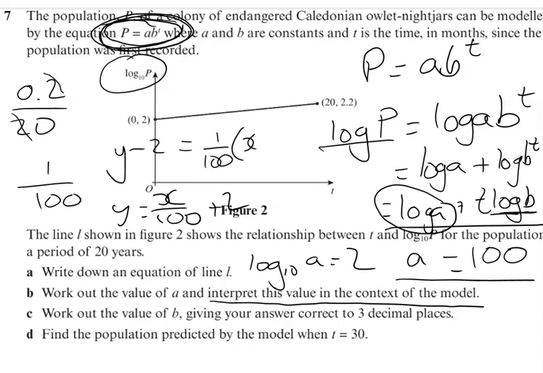Work out the value of b and give your answer correct to 3 decimal places. So we've got that log b is 1 over 100. So you just have to inverse log that, or 10 to the power of 1 over 100. I'll let you do that. Find the population predicted by this model where t is 30. Well, now we know what b is and we know what a is. We can just shove those into here. It's just going to be 100 times that value of b that you've just worked out to the power of 30, and then bosh that into the calculator.